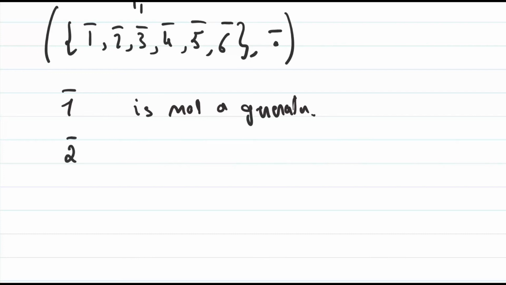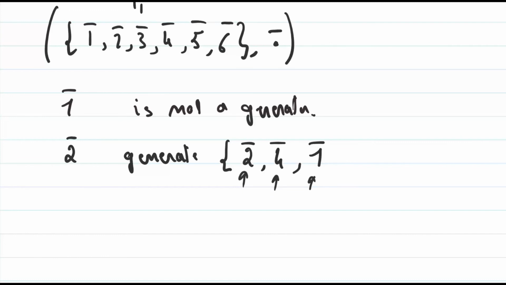What about 2 bar? What does 2 bar generate? If I take all the powers of 2 bar, it is a group, in fact, we can prove it. Is it everything or a part of everything? It contains 2 bar. 2 bar times 2 bar is 4 bar. 2 bar times 2 bar times 2 bar is 8 bar, and 8 bar modulo 7 is 1 bar. Now when I multiply it by 2 bar, I get this element and then this element and so forth. So I have just these 3 elements. So it's not a generator of the whole group.